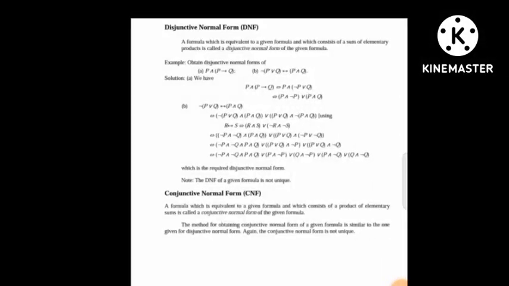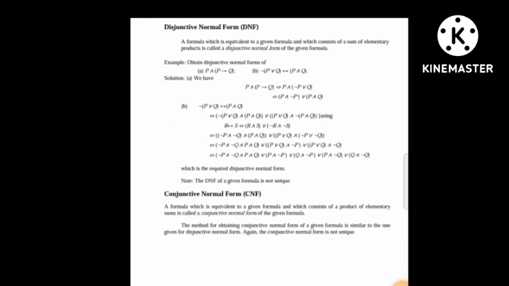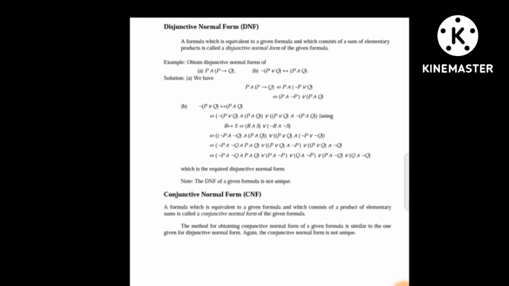Disjunctive normal form, DNF. A formula which is equivalent to a given formula and which consists of a sum of elementary products is called a disjunctive normal form of the given formula. Example: obtain the disjunctive normal form. As you can see in the solution here, this is the required disjunctive normal form. Note: the DNF of a given formula is not unique.